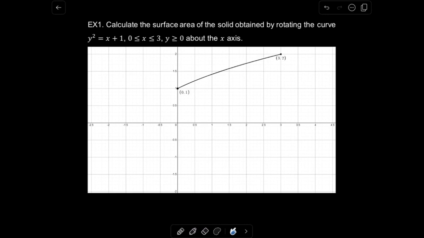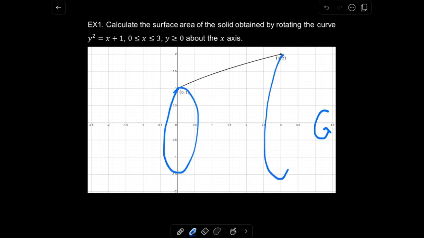In the first few examples, I've included a picture just so you get an understanding of what we're doing, if you haven't already covered volumes. So we are rotating about the x-axis. That means here's the portion of the curve that we are rotating. That's part of the curve y squared is equal to x plus 1. It's going to get rotated and it's going to look like that.